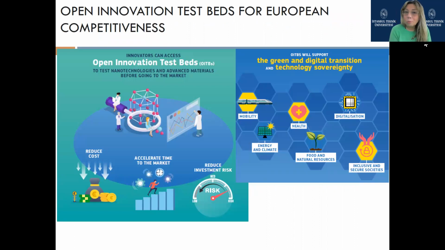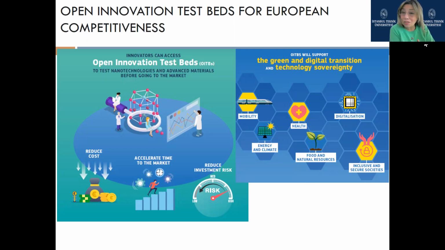We talked about open innovation test beds. What do they mean by test beds? The innovator can access these test beds, OITBs. They are for testing nanotechnologies and advanced materials before going to the market, because they are among the prior strategic research areas, very critical for sustainability because they are input providers to many industries and many pillars. So it begins with the material. That's why the EU underlines that.